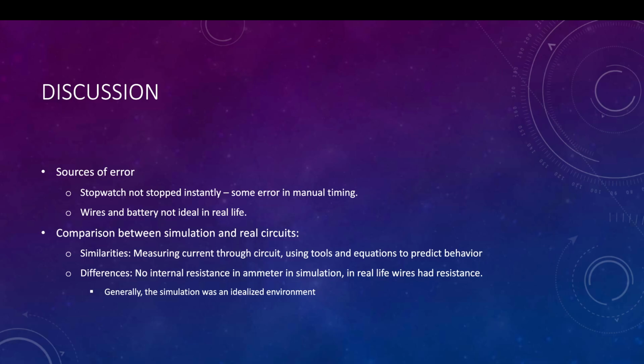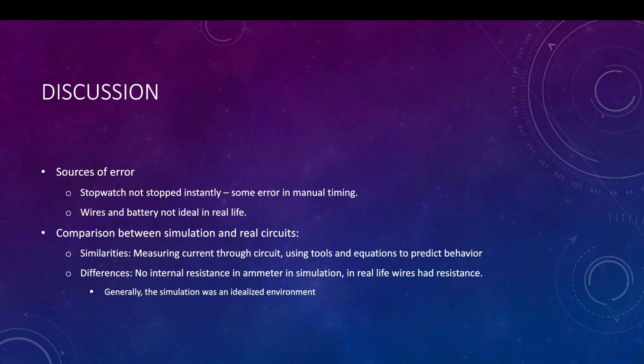Some sources of error in our experiment include manual timing, so the stopwatch was probably not exactly timed at the instant that the occasion occurred. In addition, the wires in the battery are not ideal in real life. For example, in the simulated circuit, there is no internal resistance in the ammeter, but in real life, wires of course do have some resistance, which causes inconsistencies in the measurement.